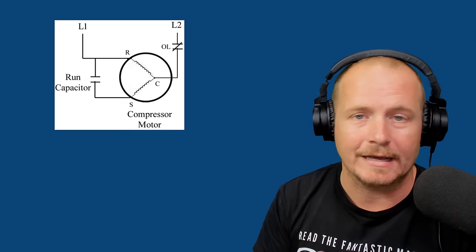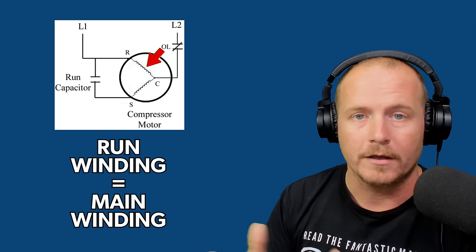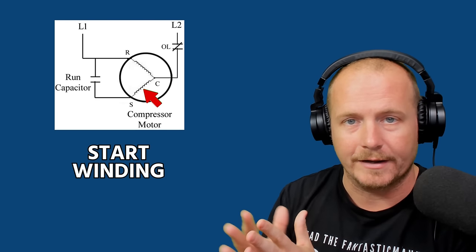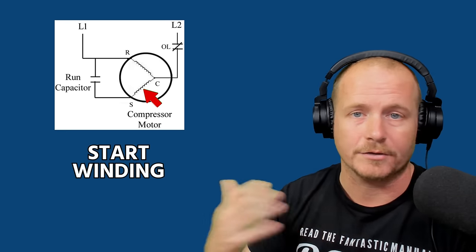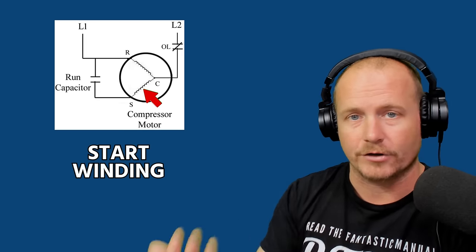Your main winding is your run winding. Your run winding is the winding that does the majority of the work for most of the operational time. But then you have this auxiliary winding that we call a start winding, which helps get the motor started, but then it also assists with motor efficiency and directional force. So that's what that start winding is for.